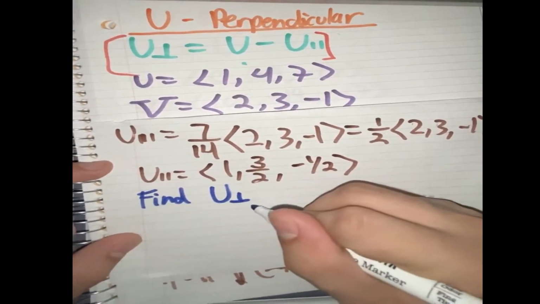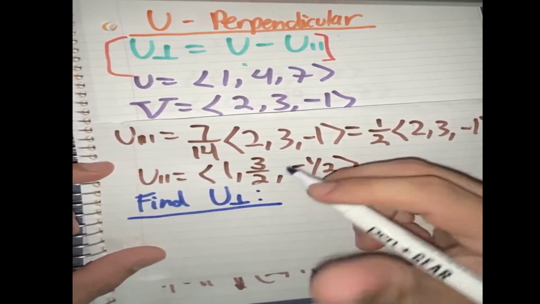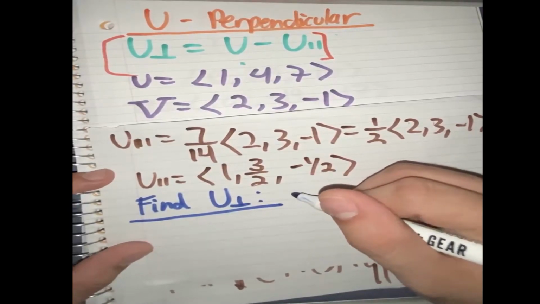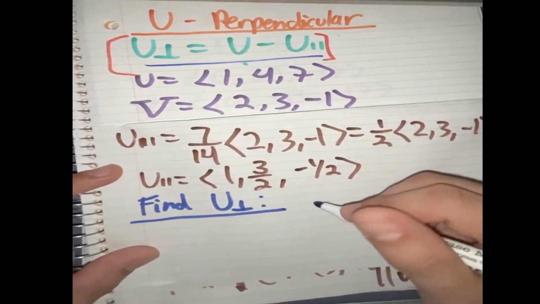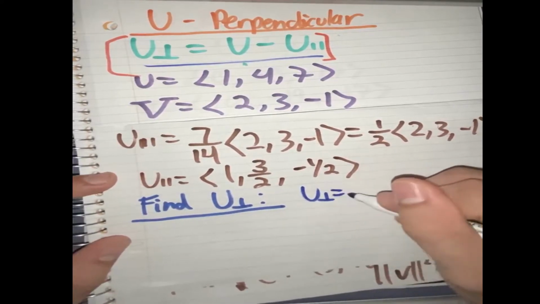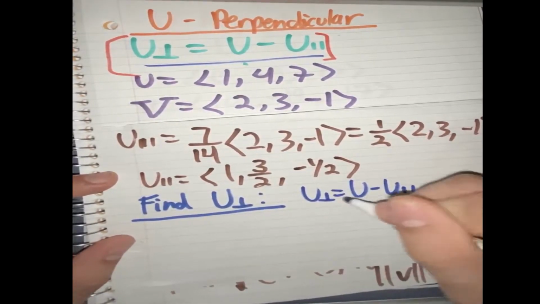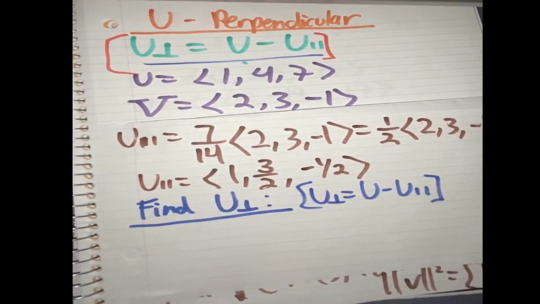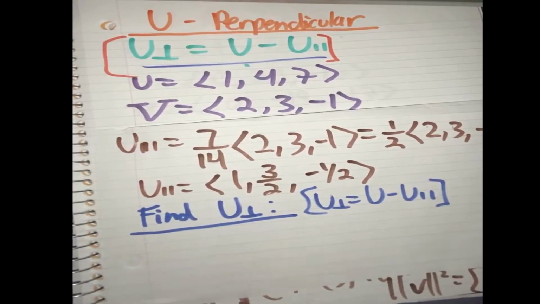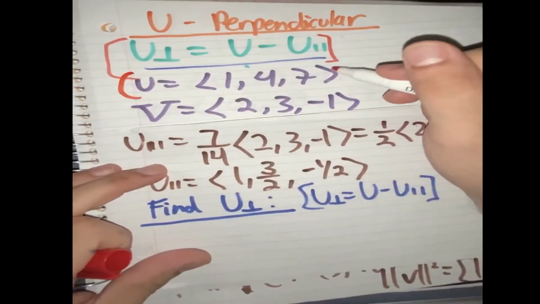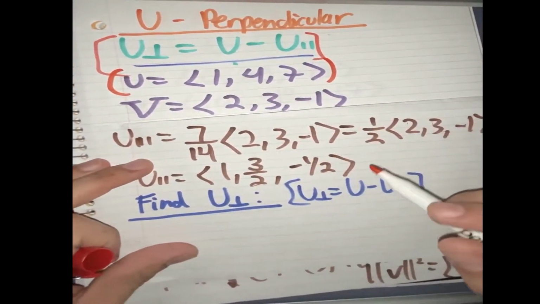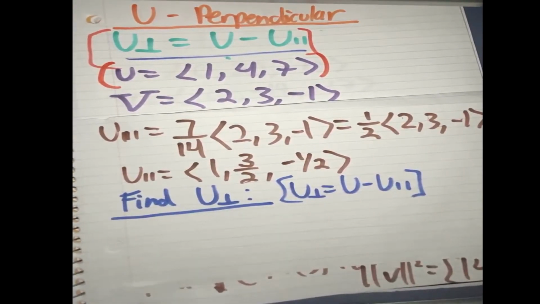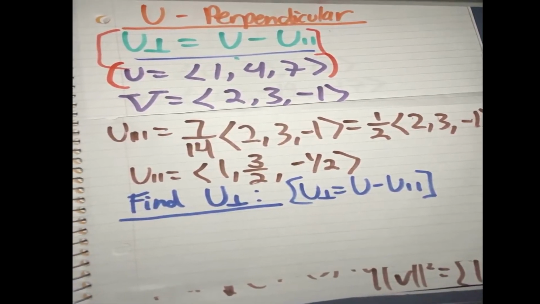And every time you see this symbol, it means perpendicularity. So now we're finding u perpendicular, and we know u perpendicular is equal to this formula right here: u minus u parallel. So basically we're just going to take our vector u, which is right here, and we're going to do vector subtraction with our vector u parallel. So we're going to go ahead and do that right now.